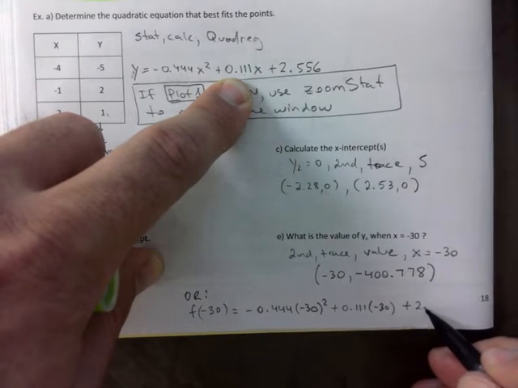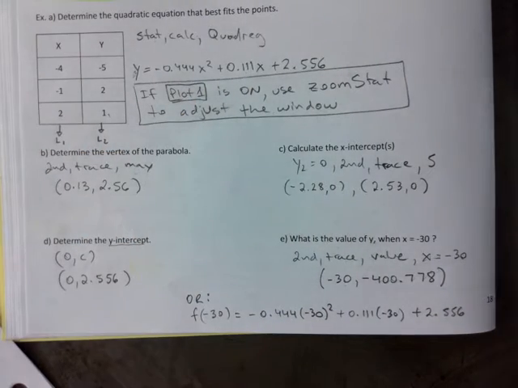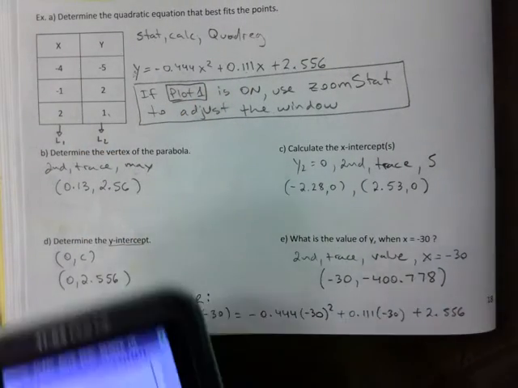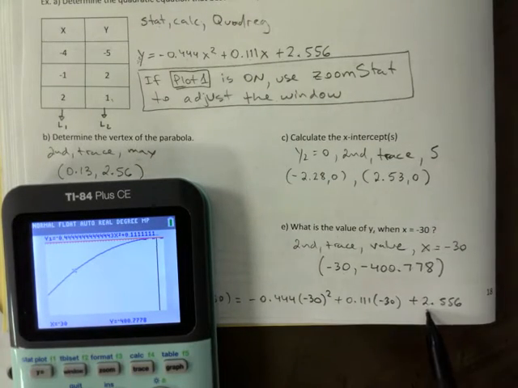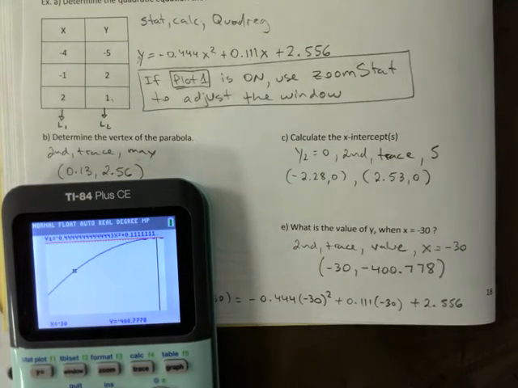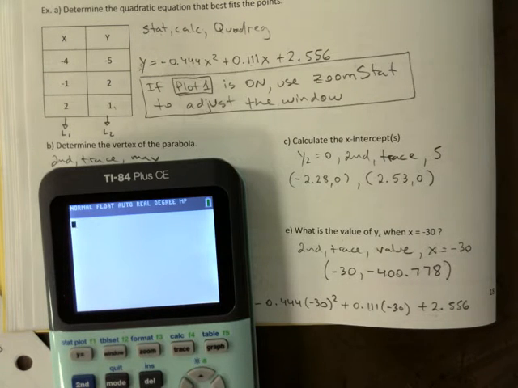And just find it algebraically. You should still get the exact same answer. Oh, well, not exact. You'll be a little off because you're rounding your coefficients. These are rounded here. Y1 has the whole thing pasted in. But if you show me this work, you'd be fine. So let's give it a try. Second, quit to go to your home screen.